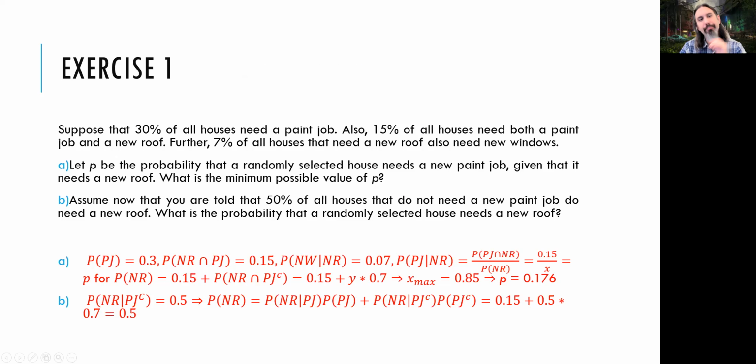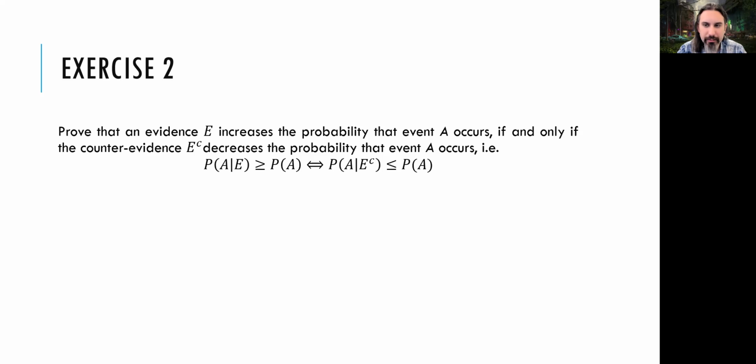And second one. Now, this is a proof question, which you're not going to face, most probably, because, face it, books are open, Google is open, proof questions are too easy to find solutions to, so we will not ask anything theoretical. But still, let's take a look at it as an exercise. Prove that an evidence E increases the probability that event A occurs if and only if counter evidence E complementary decreases the probability that event A occurs. In other words, P(A given E) is greater than P(A), which is greater than P(A given E complementary).